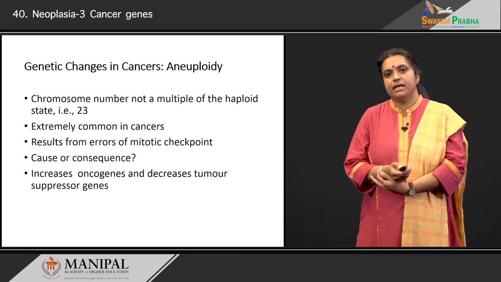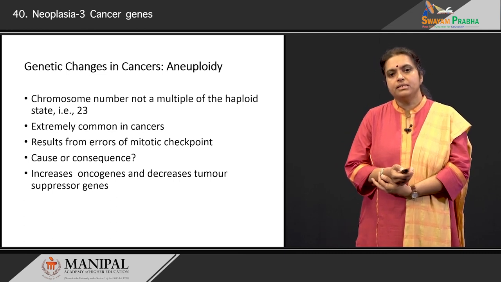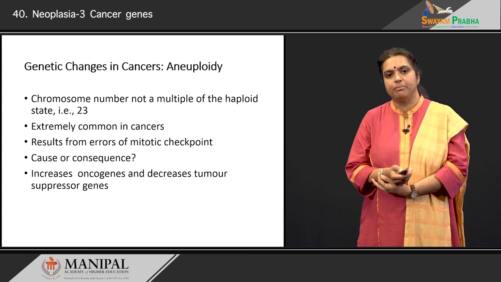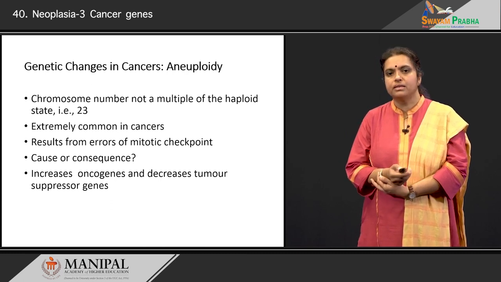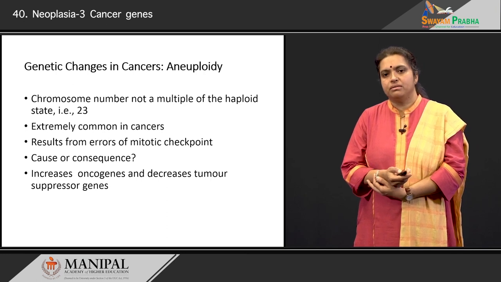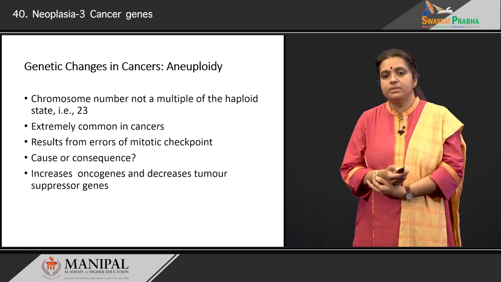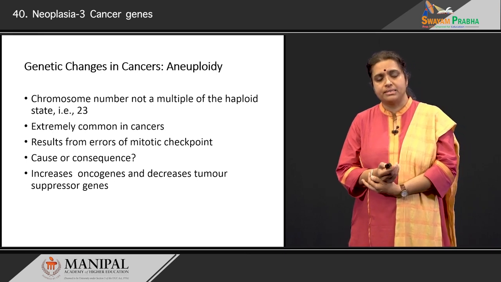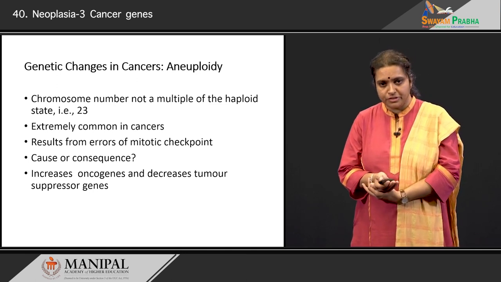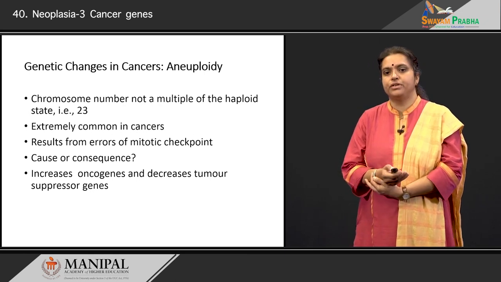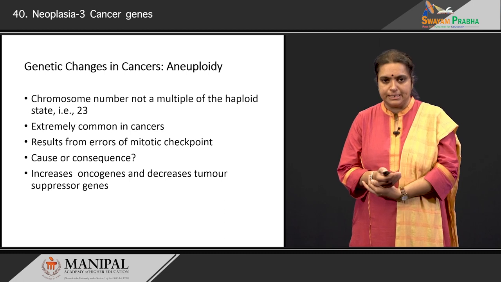Now, the other change that we have in cancer cells is what is known as aneuploidy. What is aneuploidy? Aneuploidy is a chromosome number that is not a multiple of the haploid state. So, if it is not a multiple of 23, we call it aneuploid. For instance, 46 is diploid. When the numbers are random and not a multiple of 23, it is called aneuploid. Aneuploidy is extremely common in cancers. We see a whole lot of aneuploidy in various cancers. And we really do not know whether aneuploidy is a result of abnormal cellular proliferation or is a cause for the cell to become malignant. So, it is not clear whether aneuploidy is a cause or consequence of cancer.